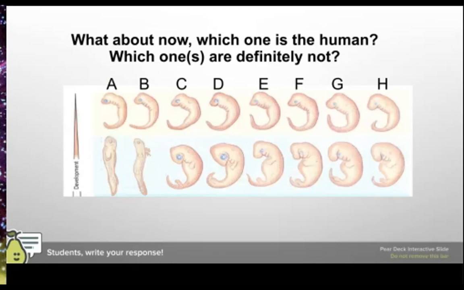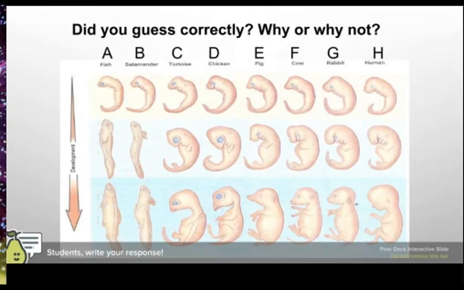Anybody else? Okay. The next slide has the answers. Are you ready? Dun, dun, dun, dun. So it might be a little hard to see. This first one is a fish. This is a salamander. This is a tortoise. This is a chicken. This is a pig. This is a cow. This is a rabbit. And this is a human. Human was H.